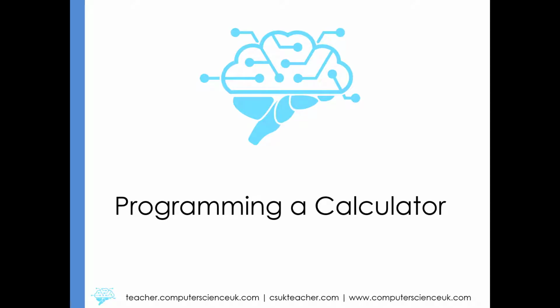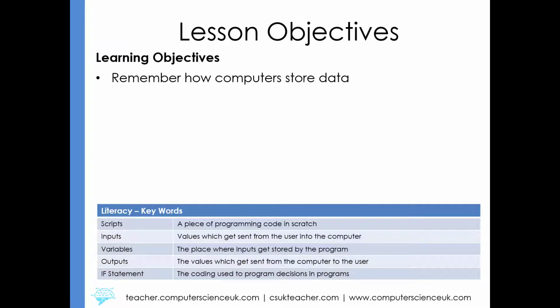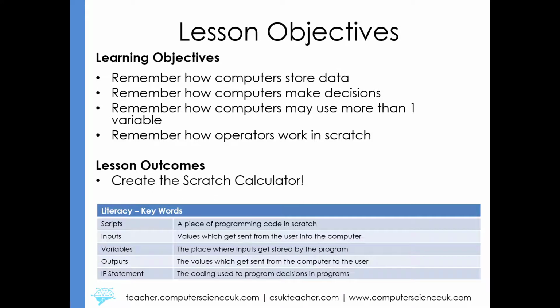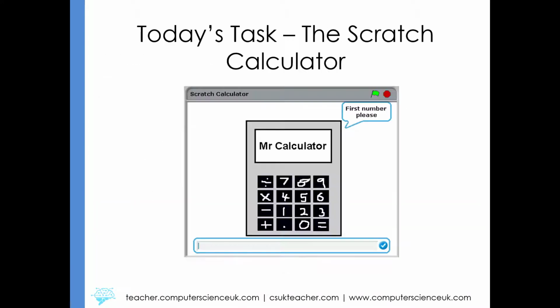This is the fourth lesson in the Introduction to Programming unit of work. Now what we're going to do is remind ourselves how computers store data, how they make decisions, how we can have more than one variable, and how operators work. And our ultimate goal is to create a calculator.